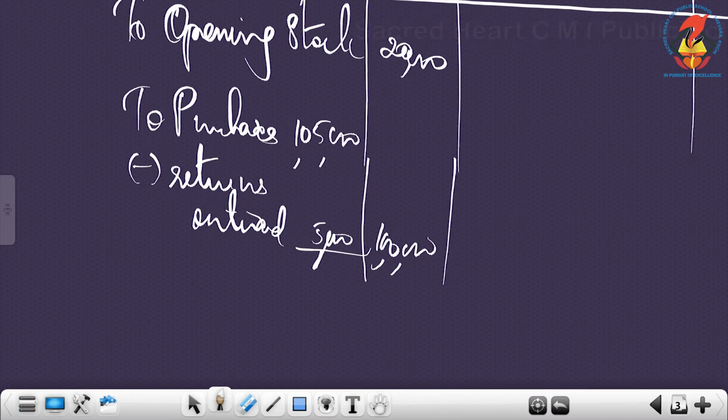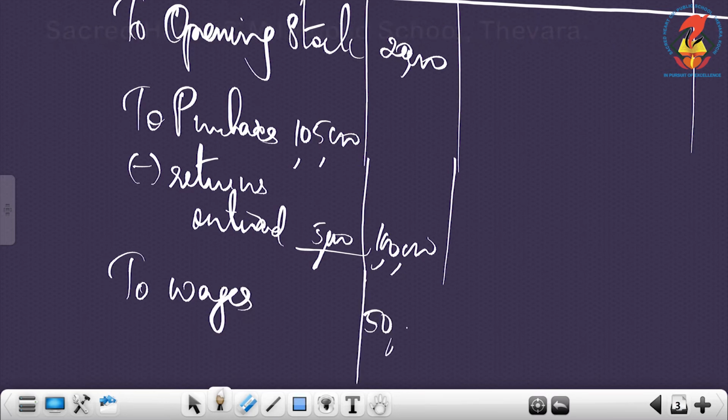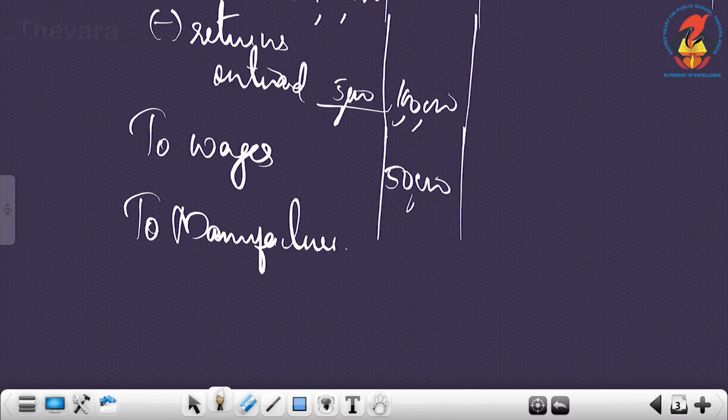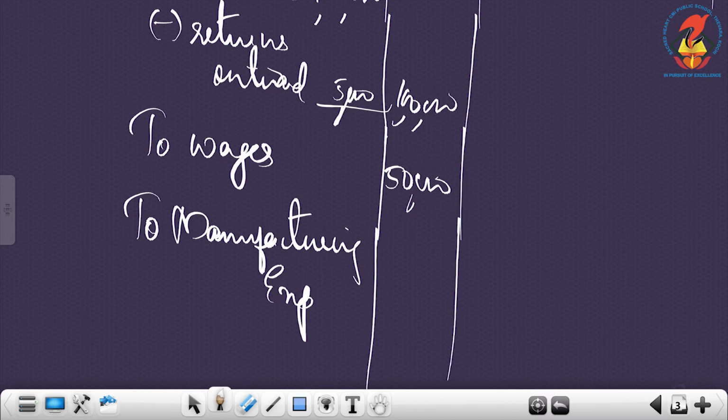Then we have to write all direct expenses. We have first one, wages. Always move in the order given in the question. 50,000. Then repairs is indirect, rent is indirect, manufacturing expenses direct, whereas trade expenses indirect. So this is direct. The amount is 8,000.